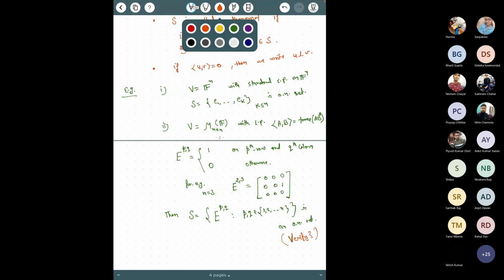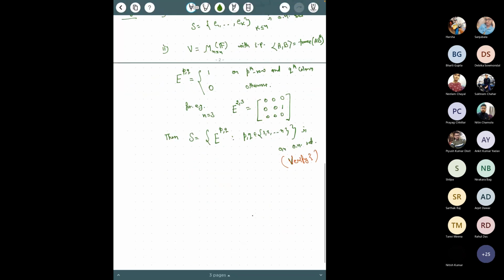Similarly, let me give you one more example. These verifications you can do, you just have to check the inner product. You take the inner product of any two elements and check whether their inner product is 0 or not. Once their inner product is 0, then you say that it is orthogonal. Then take any vector from this set and check the length of this vector. If it is 1, then you say that this set is also orthonormal.